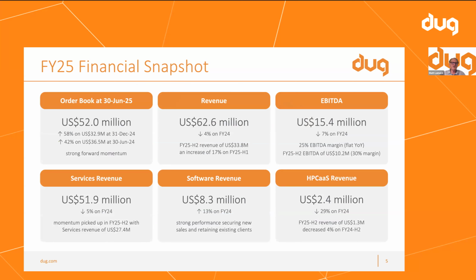So financial snapshot. Amazing order book, 52 million and building, right? I expect that to continue to build. As we were saying, most of that has been added in the last 6 months. So it's 58% up on 31 December 24 and 42% up on 30th of June 24. So it's a significant increase in order book from last year.